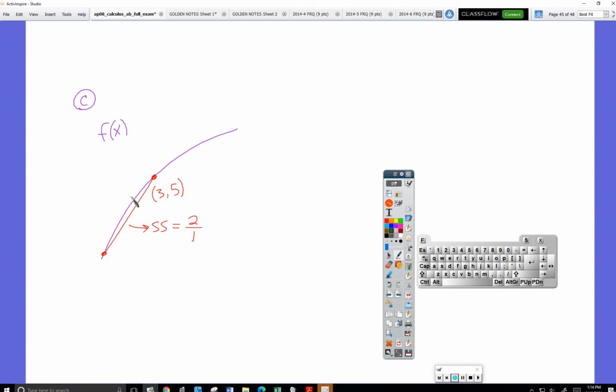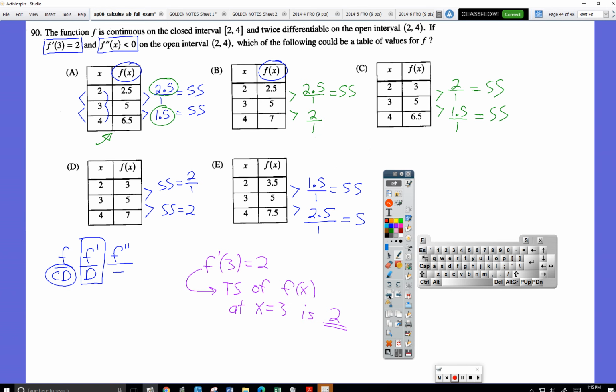So that can't work if it's decreasing. That tangent slope right there is 2. You can see from the picture we've got something that's not even possible. How can I possibly have this red line have a slope of 2 and the green line have the same slope? No way if the curve is concave down. And so that would work with letter A because it's a 2.5 and then a 1.5. There we go.